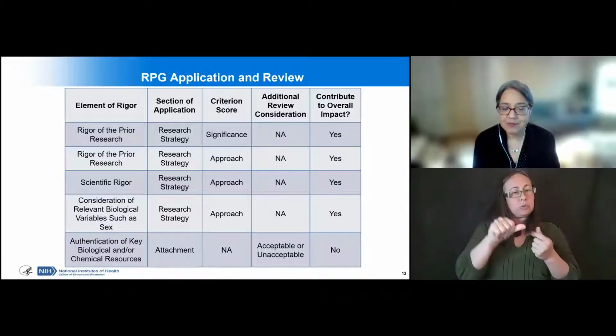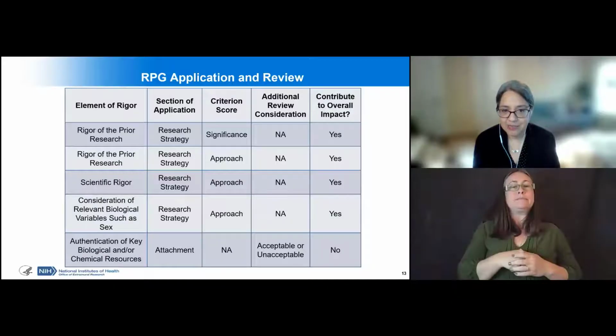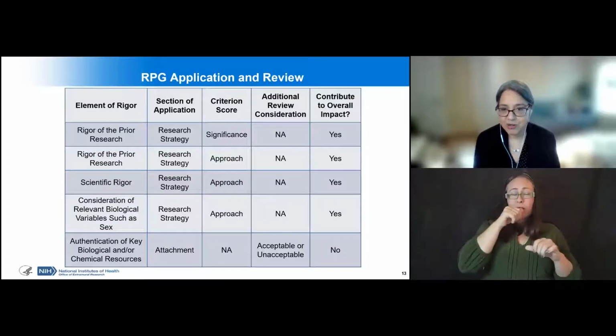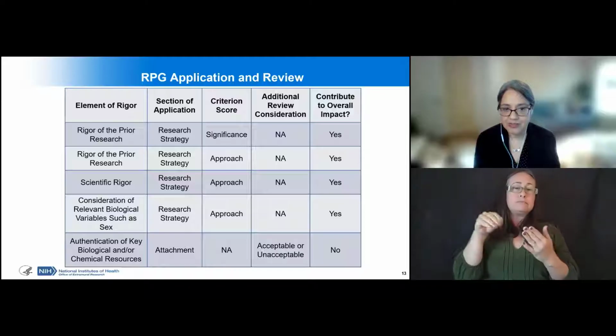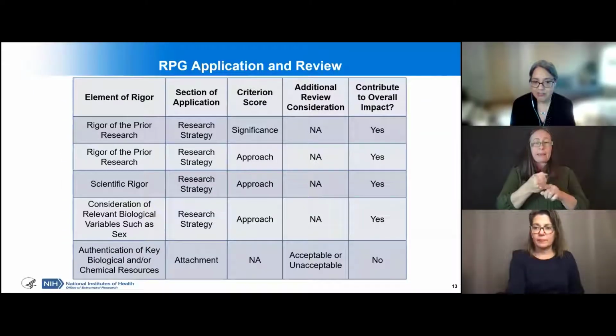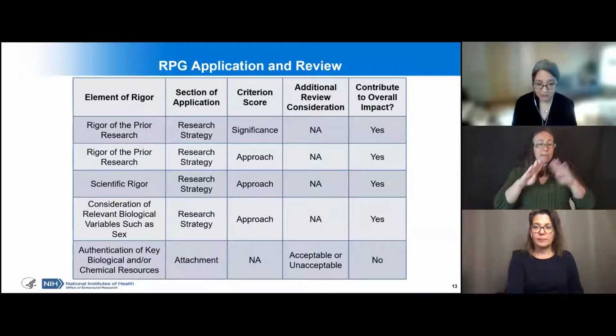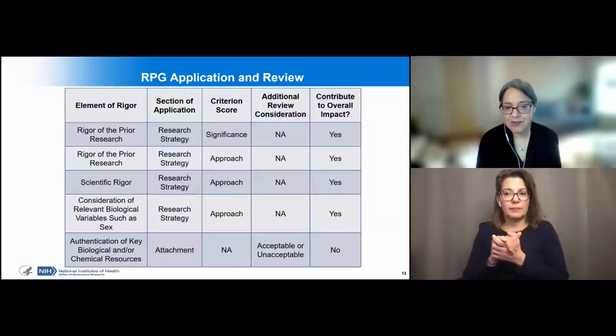And then we have scientific rigor, and that's under research strategy. It's scored under approach, and it contributes to the overall impact score. Then we have consideration of relevant biological variables such as sex, which is under research strategy, scored under approach, and contributes to the overall impact.